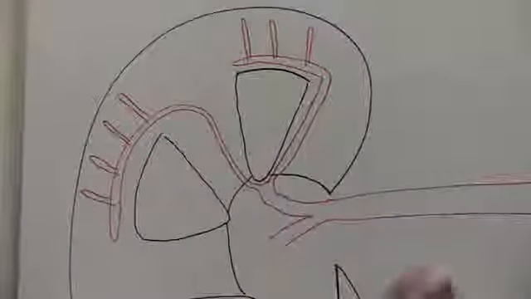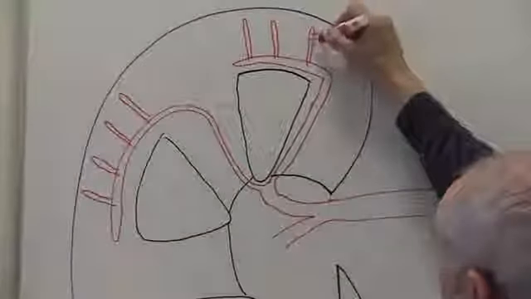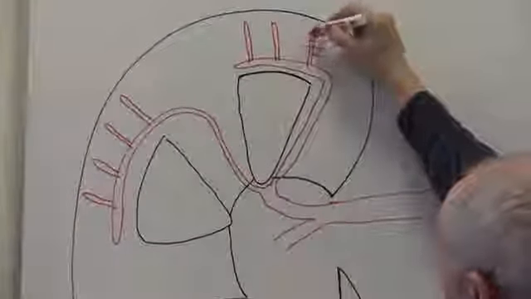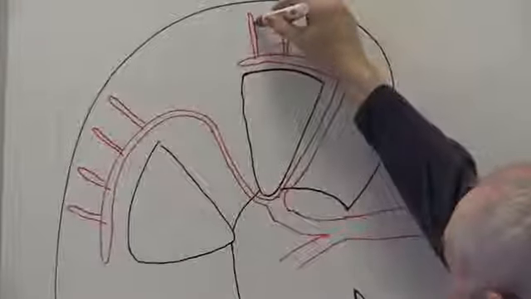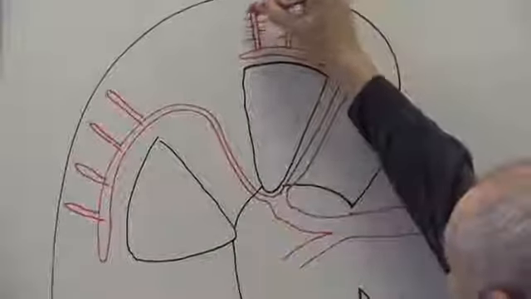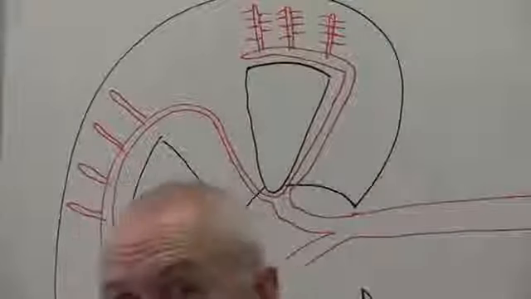Now, from the interlobular arteries, numerous individual arterioles branch off, and these are the afferent arterioles.